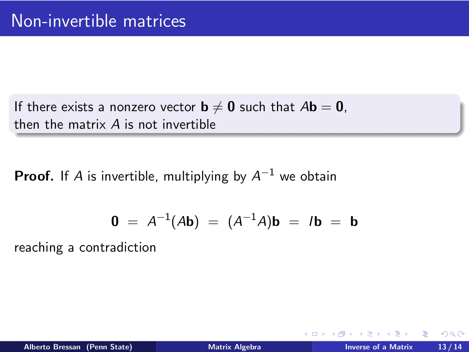We can prove by contradiction: we assume the opposite of the conclusion and see if this leads to something absurd. So using the property A times B equals 0, we can multiply this by A inverse, which is still 0, right? So 0 would equal A inverse times A times B.